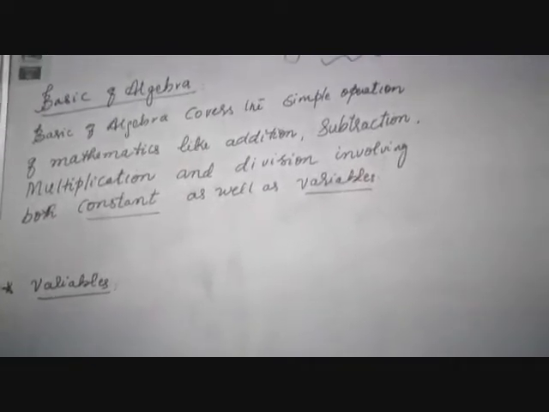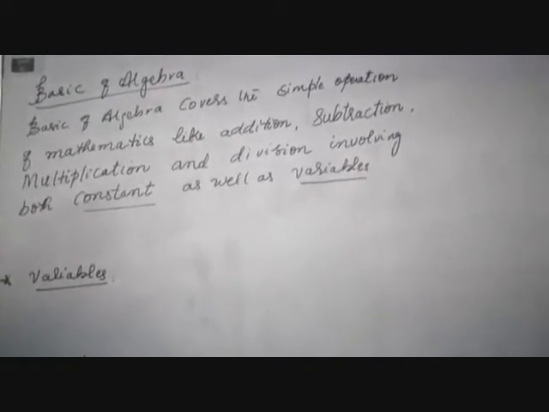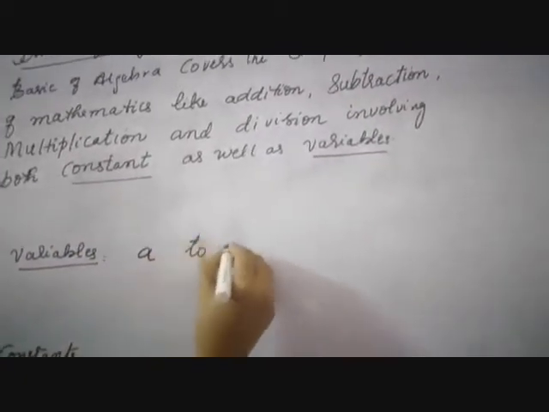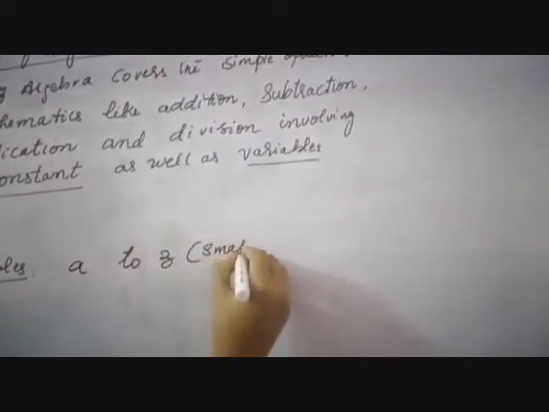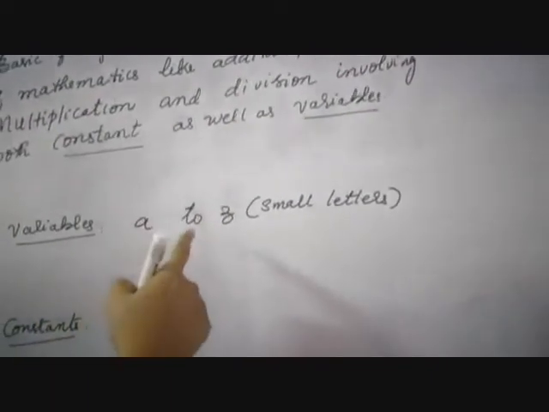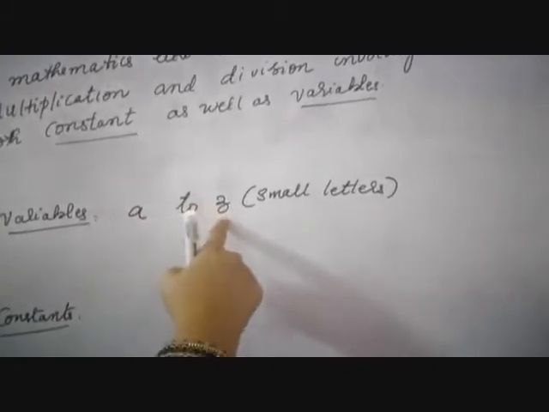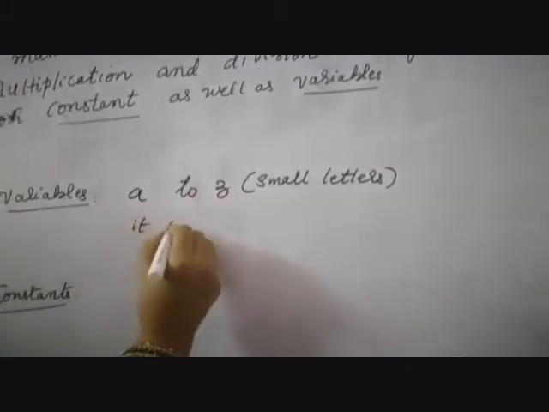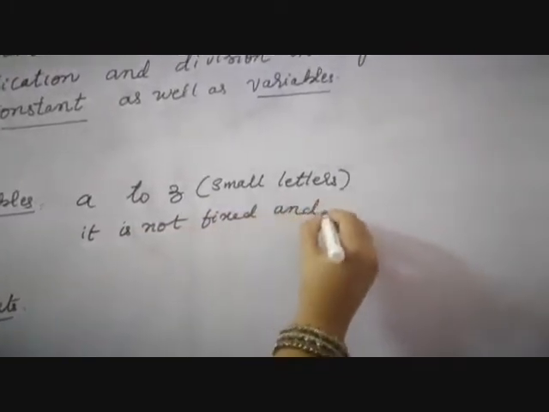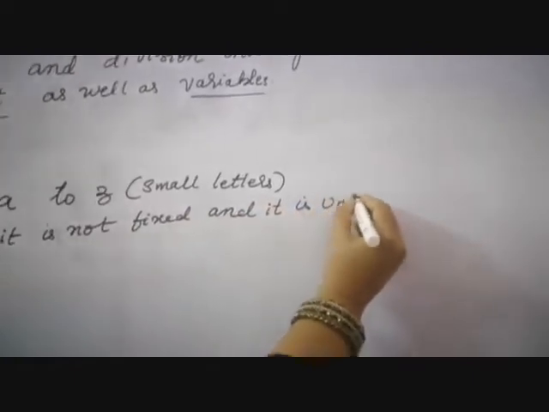First of all, let us know what are variables, what are constants, what is called expressions, what is an equation. So first of all, let us know what are variables. A variable is a quantity that can take any value from A to Z. Those are small letters, alphabetical letters. Its value is not fixed and it is unknown.